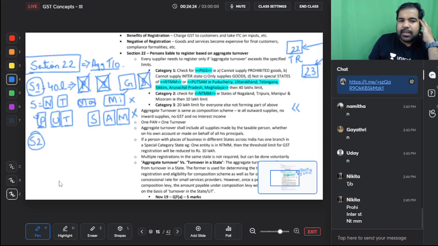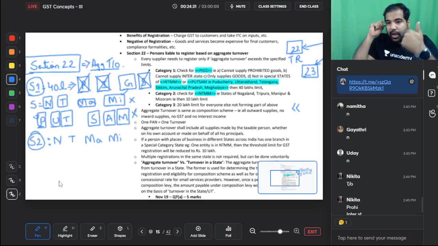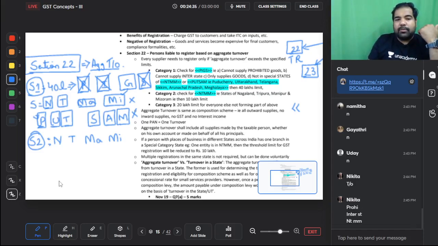Step 2 is if you are in NT-MAMI. If you are in NT-MAMI, that means if you are in Nagaland, Tripura, Manipur or Mizoram, then your limit is 10 lakhs. So first step is 40 lakh.